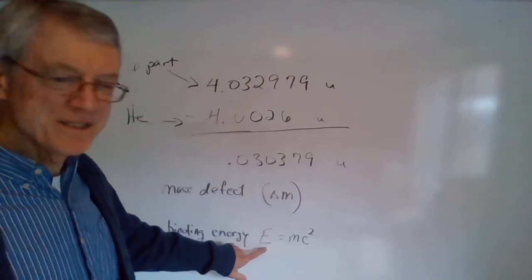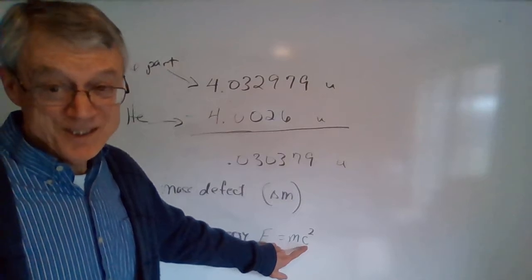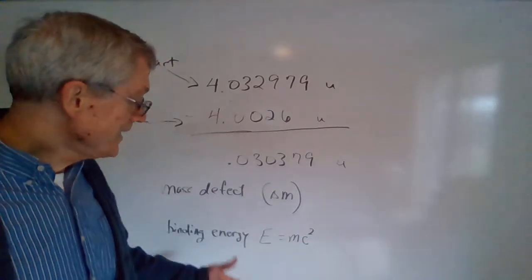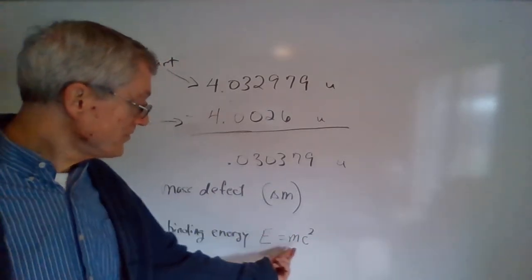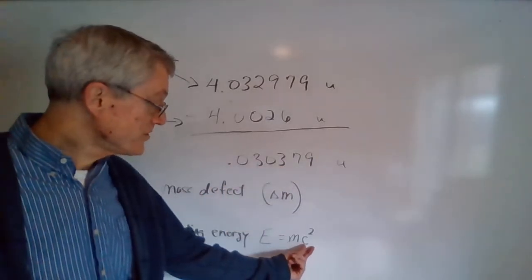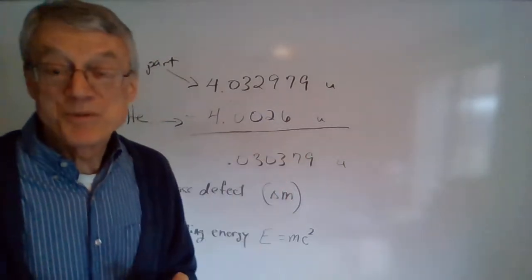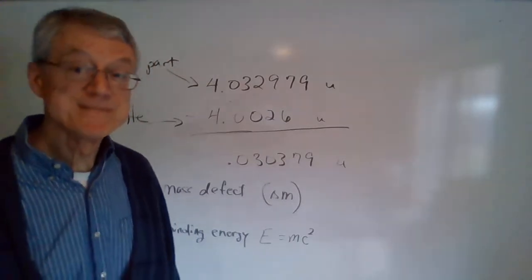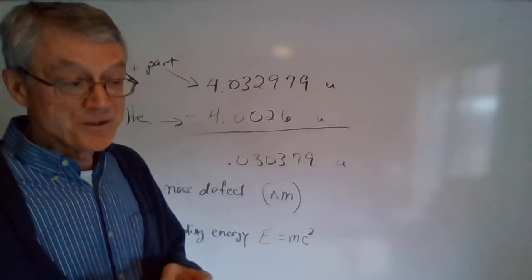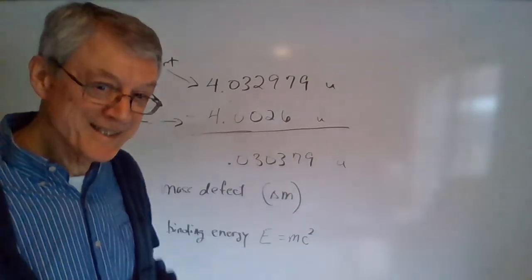E equals mc squared. E is for energy. M is for mass. C is the speed of light, 3 times 10 to the 8th meters per second, but it's c squared. And if you plug the mass defect into the m, multiply it by c squared, you'll get the amount of energy that it took, the binding energy, to pull those particles together. Now, by the way, if those particles come apart, it releases that much energy. We'll get to that later.